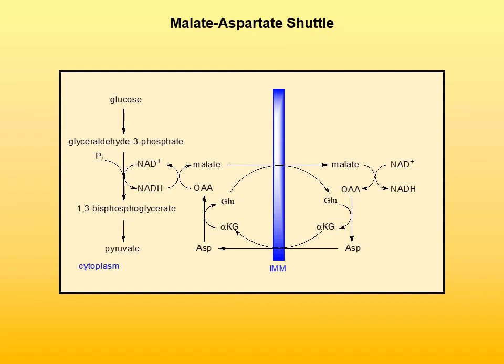The glutamate-aspartate transporter requires moving a proton into the matrix, and that reduces net synthesis of ATP. So instead of generating 2.5 molecules of ATP for each NADH molecule, the overall yield is approximately 2.25 molecules of ATP.